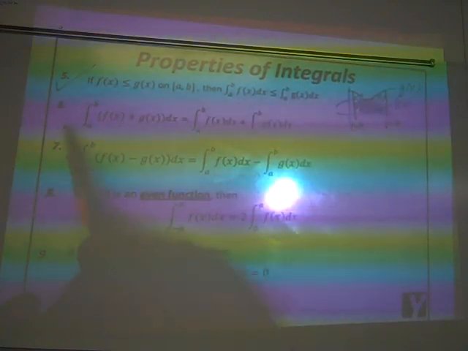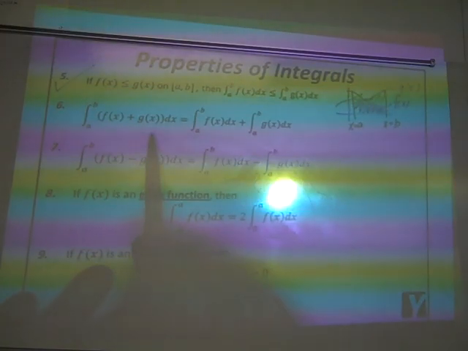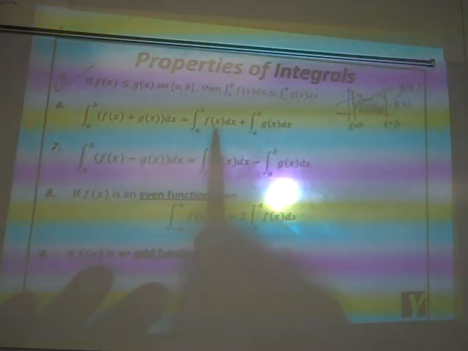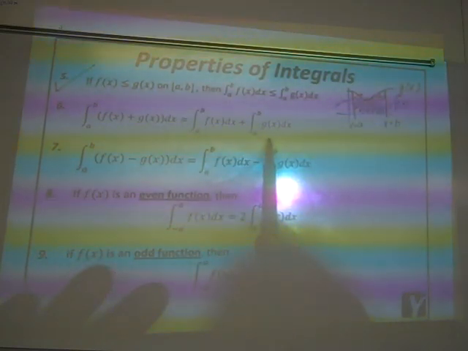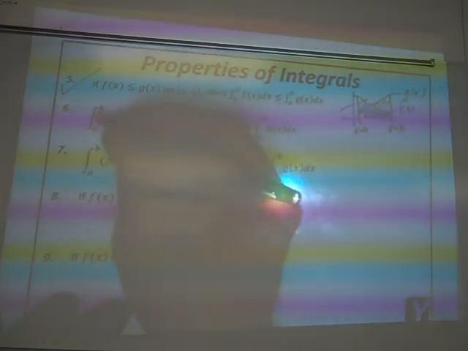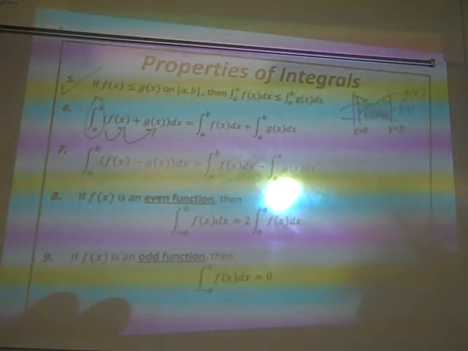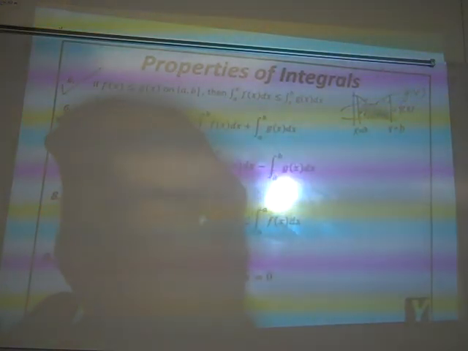Property number 6, if I'm taking the definite integral of two functions being added together, that it is the same thing as finding the definite integral of the first function plus the definite integral of the second function. I like to think of this as I can take the integral sign and I can distribute it over addition. Integrate the first function, plus you integrate the second.